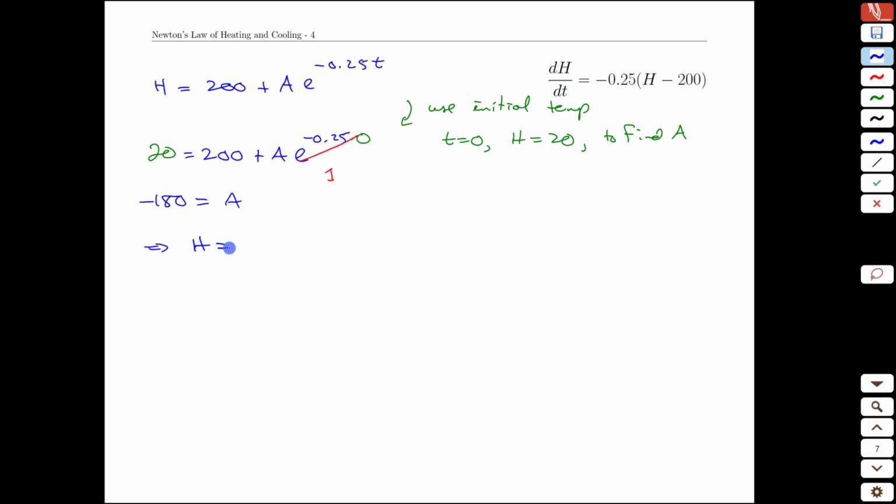So our solution for this particular potato is 200 minus 180 e to the minus 0.25t. And that's something we would call the specific solution or the particular solution, that works with the temperature at time 0 being 20 degrees. All right, that's not a bad accomplishment. Having looked at a new field and now being able to predict what's going to happen using a fundamental law of science and some integral calculus to predict into the future what's going to happen to this object in this scenario.